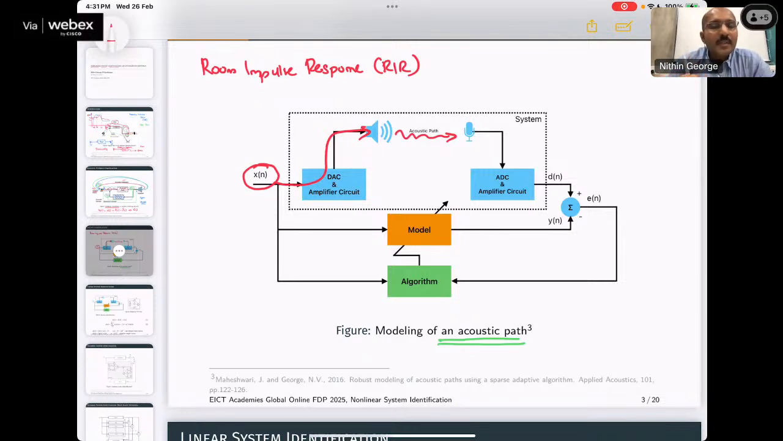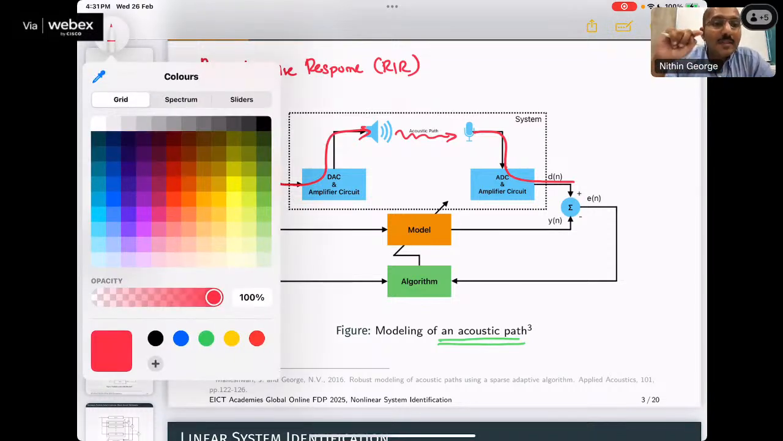What will the speaker do? The speaker will move, the diaphragm will move, the sound will get produced, the sound will travel through the air, it will reach the mic, and the mic will pick up the sound, and you are going to get this signal DFI. So I am going to get this signal DFI.